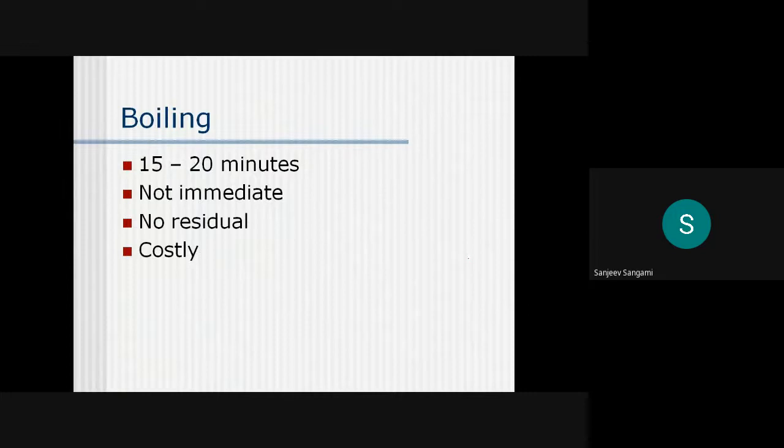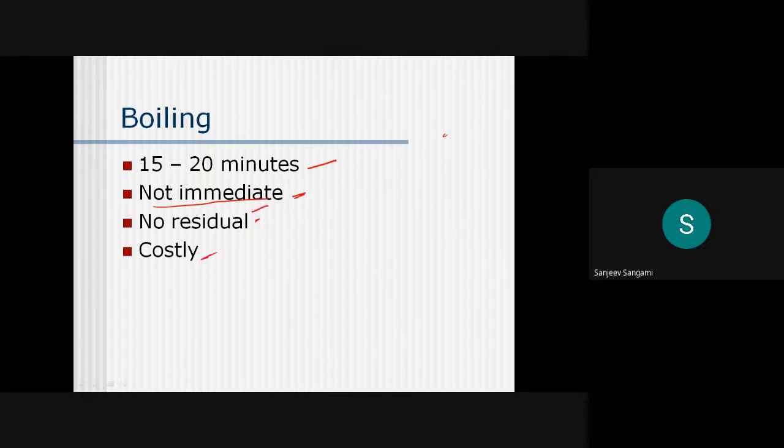Then, boiling, how much time do you have to do it? 15 to 20 minutes. You are not supposed to do it intermittently. It is not immediate. Then, no residual and costly.